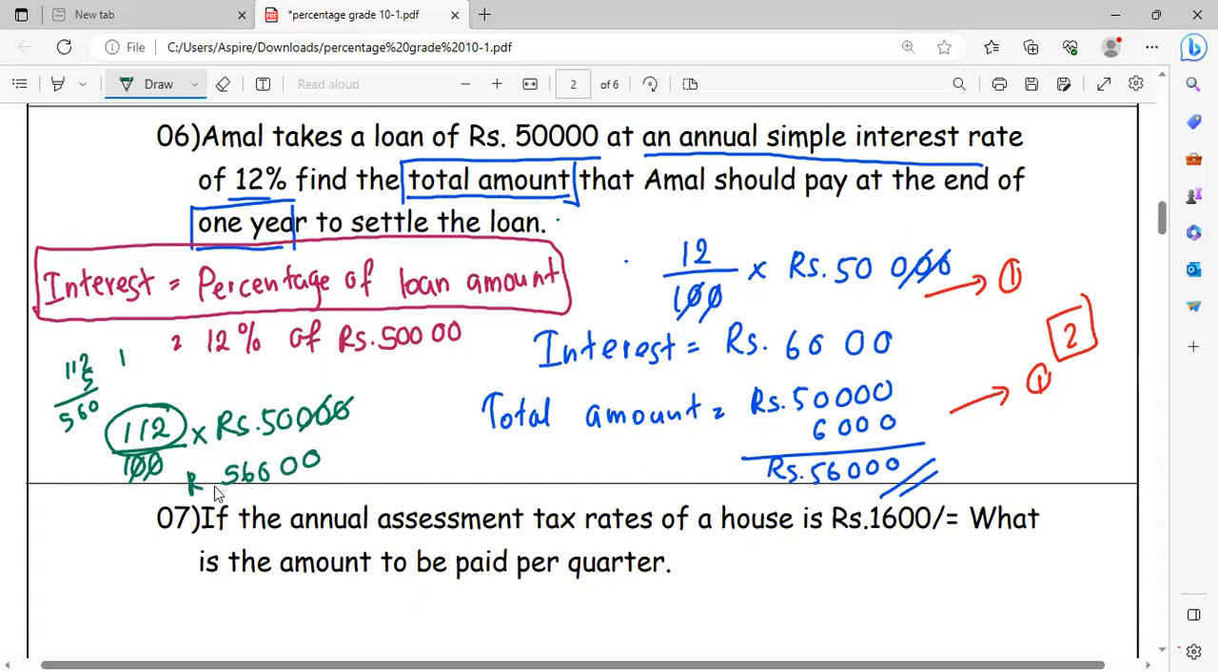It is 56,000. Okay, this method is also correct when you solve this question.